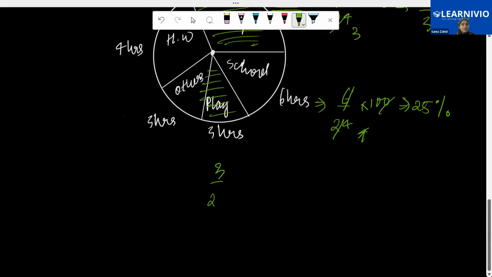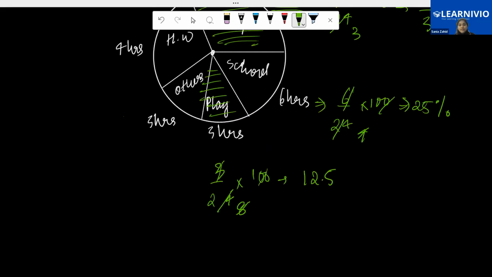So you will calculate 3 by 24 into 100. You will have 12.5 because 25 is 4 and again by 2. Yeah, 12.5 only. 12.5 percentage in playing. Here also you'll get 12.5 percentage only. And here you will get approximately 100 by 6 percentage. So this is how you can calculate the percentage of the time or any value that you have to calculate. Understood, Ramesh? Yeah.